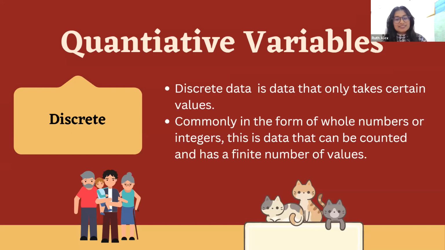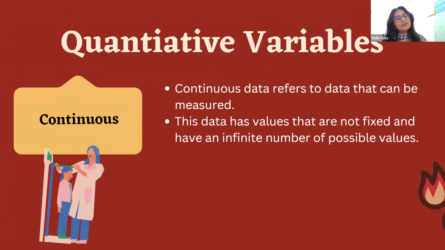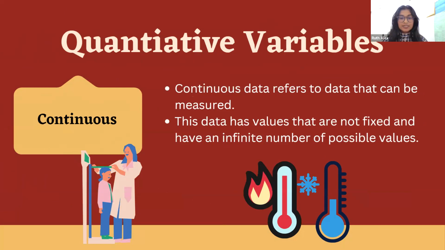Another example is number of cats. There's never going to be 4.5 cats or 2.5 cats. It's always going to be a whole number. So that's a good indication of how you can understand what a discrete variable is. It has a finite number of values. The other type of quantitative variable is a continuous variable. This variable can have decimal points or fractions.